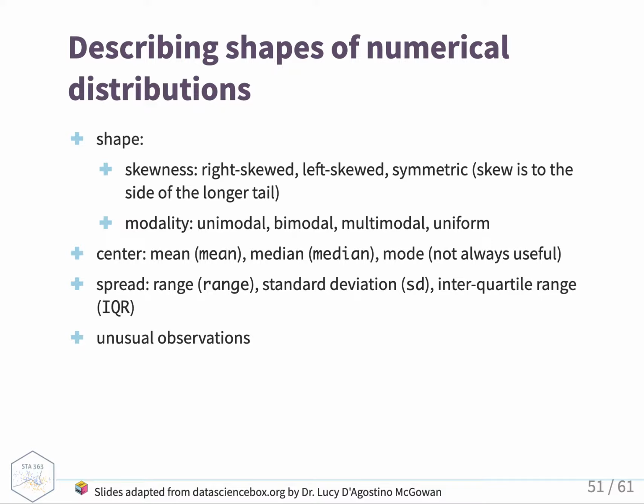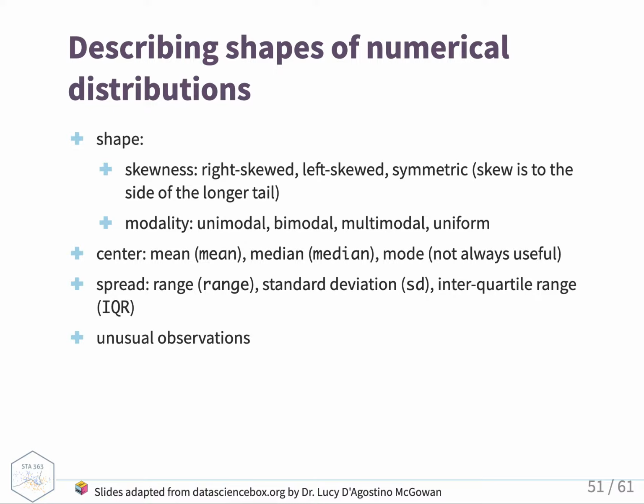Another term to describe the shape is the modality, and so it could be unimodal, bimodal, multimodal, or uniform. So a unimodal distribution will have basically just one mode, so kind of one bump. If you're thinking about a normal distribution, that would be unimodal. Bimodal would have two modes. Multimodal could have multiple. Uniform is going to be just straight across all the way.